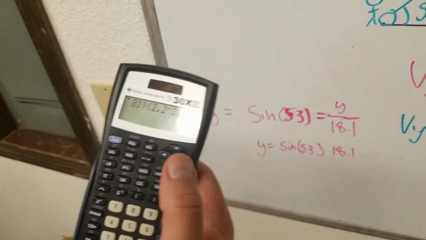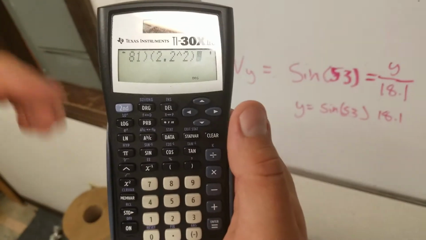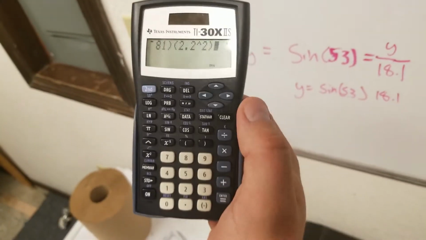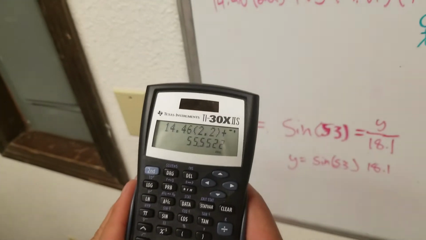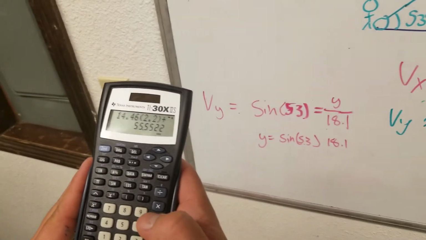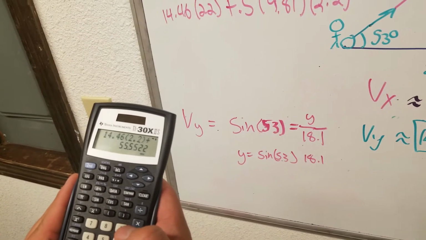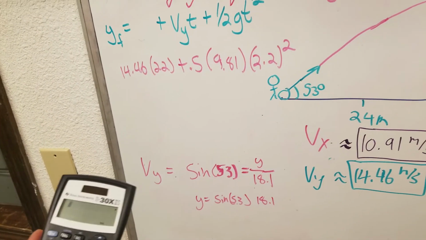Now, it's really easy to make mistakes like this. Sometimes when you're doing this, you need to go step by step and write down each part of the problem. But I'm pretty confident we got it all in there. Let's see. Okay, so I got a y final. Okay, now I know this is wrong. So I did something wrong here. Let's go back one more time. Let's try this one more time.